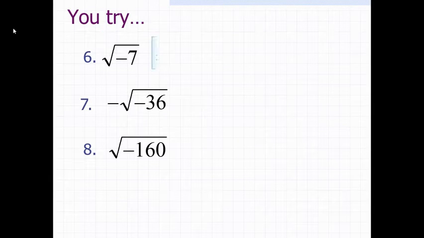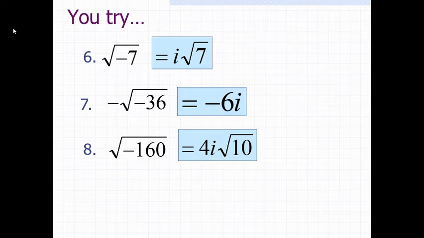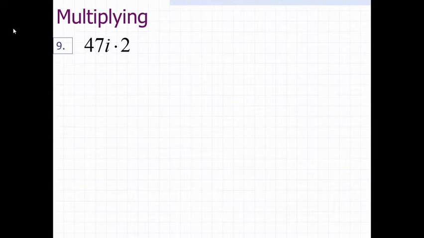Okay? Here we're going to try this. This equals I square root of 7. I'm going to let you try the next one. That's right. The answer is going to be negative 6i. How about the last one, the square root of negative 160? That's right, it's 4i square root of 10.